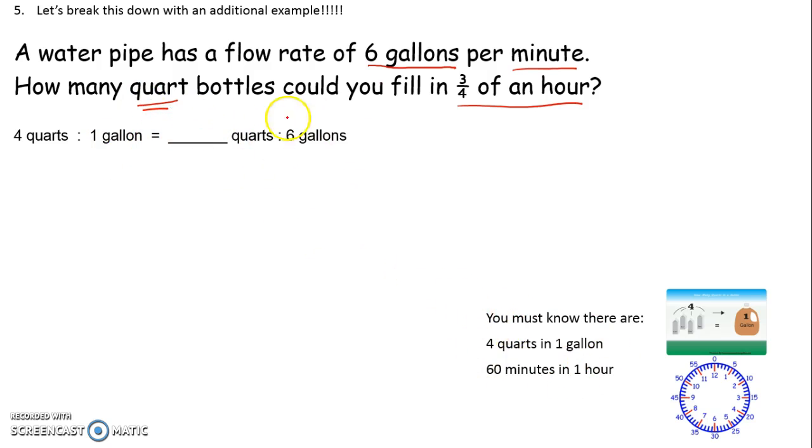How many quarts would there be for 6 gallons? So with your upside down caret, it's like, oh, you know something about gallons to gallons. How do you get from 1 gallon to 6 gallons? Oh, you multiply by 6. So then she'd say for your quarts, how do you get from 4 quarts to however many quarts here? You must also multiply by 6. 4 times 6 is 24. So instead of 6 gallons per minute, the flow rate for that water pipe is 24 quarts per minute.